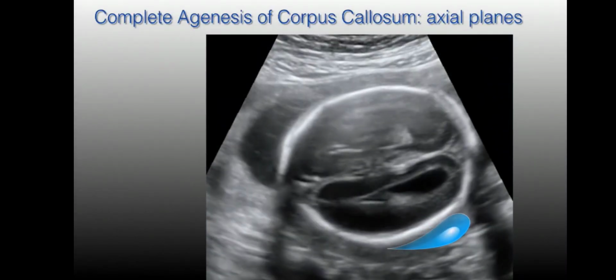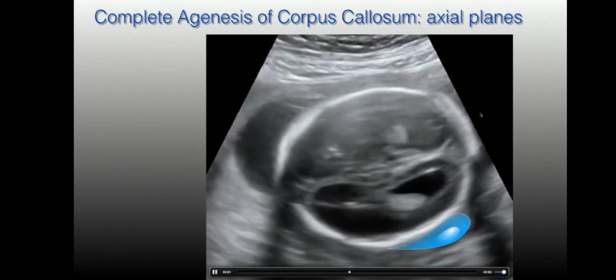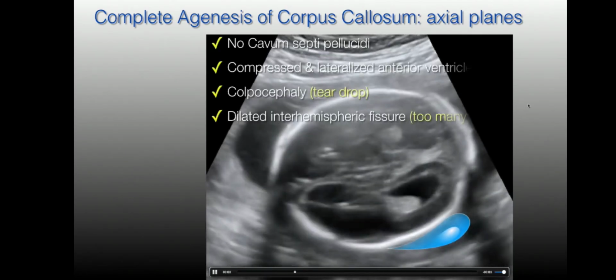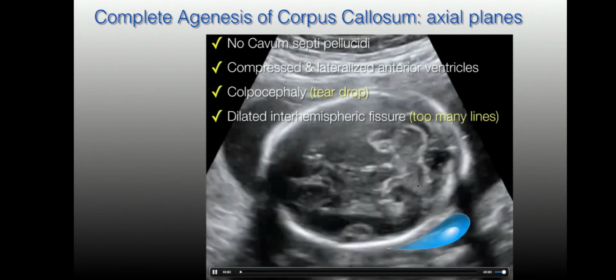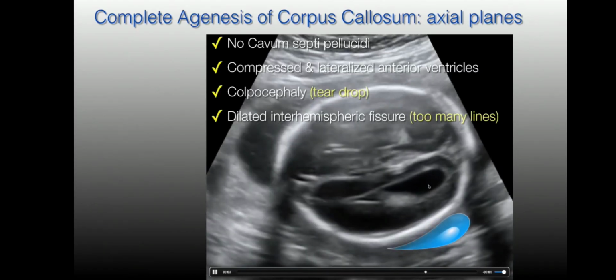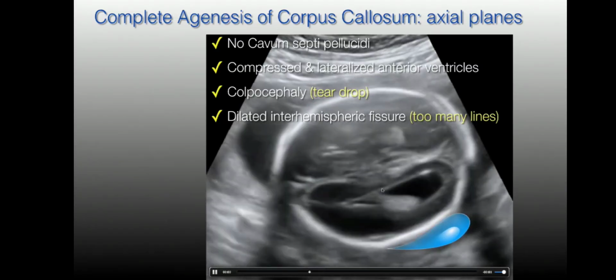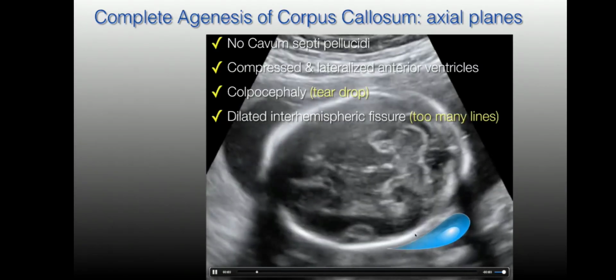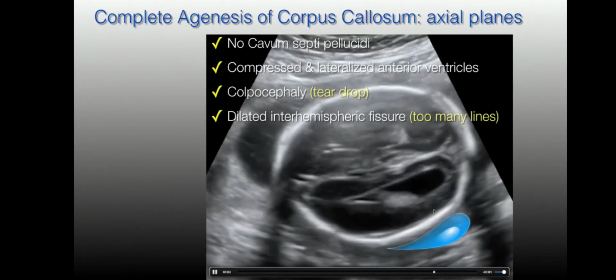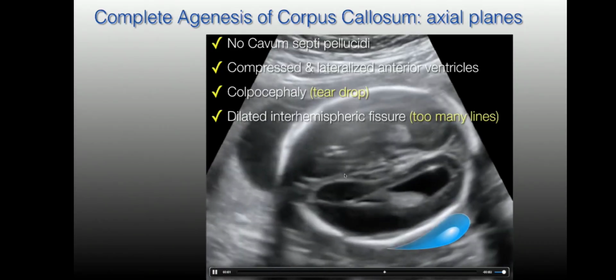It may not be very evident at the beginning, but knowing the typical signs, you see already in the axial view, even without the dilation at the level of the posterior horns here, you are able to recognize that there is no cavum septi pellucidi. The anterior horns are compressed. There is the teardrop sign, and there is a dilated interhemispheric fissure.